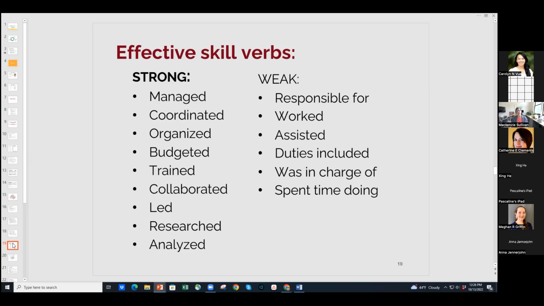So stronger things are like, I managed something, I coordinated, I organized, I budgeted, trained, collaborated, those words that you're going to see in the job description. But if you find yourself using things that are on my right-hand side, try to think of a more accurate verb, a more accurate skill for what you're doing, because they just don't tell very much. Every once in a while, you'll be like, I can't think of anything else but worked. That's the best I can do. And if I have to spend more time, I'm going to be here till tomorrow. Okay, again, not worth it, but to the best of your ability, use really strong skill verbs, because it actually tells the reader what you were doing, and that's what they're interested in.